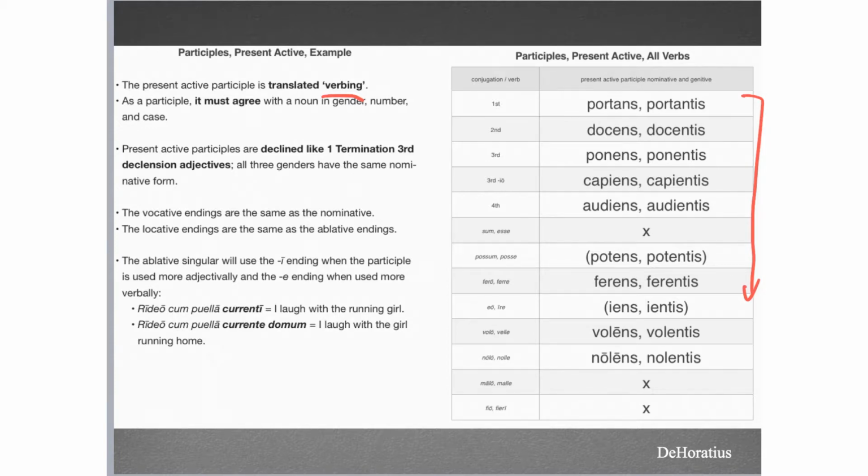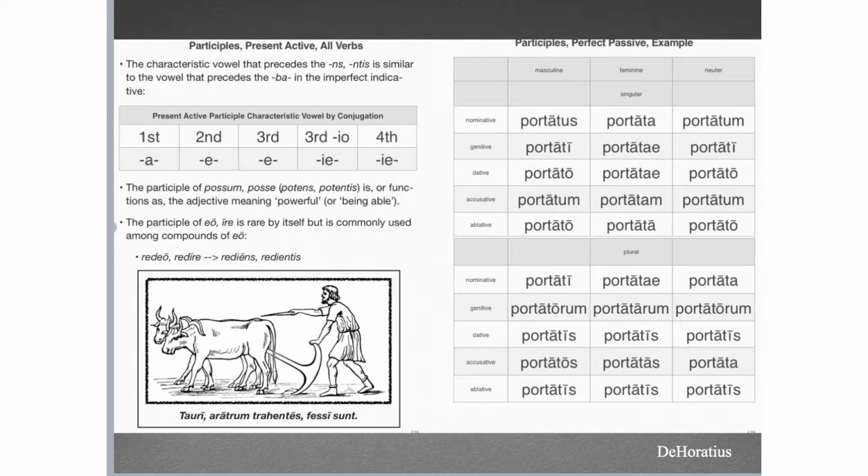Obviously, they'll mean something slightly different when they're attached to a noun with a case, but portans, portantis, carrying; docens, docentis, teaching; ponens, ponentis, placing; capiens, capientis, seizing; audiens, audientis, hearing. I won't do the irregulars. Did I miss anything? All right. So, as I said, they're formed from the present stem, and these are the vowels that precede the endings, just to give you a nice little chart there.